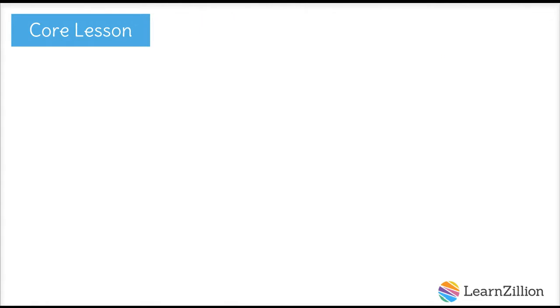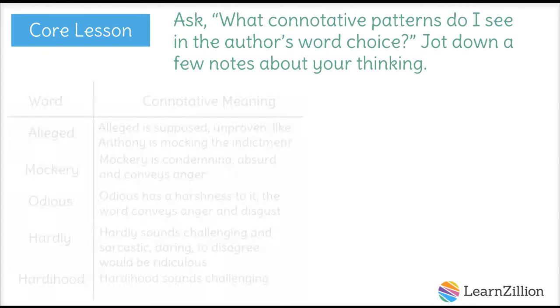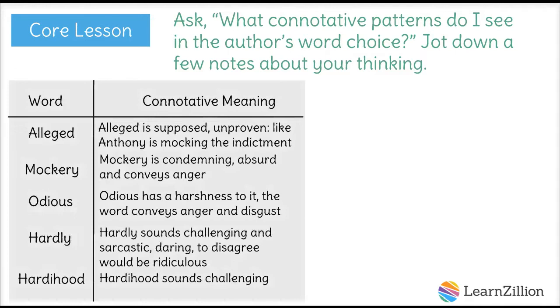Finally, the last step, ask, what connotative patterns do I see in the author's word choice? Jot down a few notes about your thinking. I'm going to start by reviewing my chart, thinking about what tone Anthony established with her word choice. One feeling I get when I read over the list is that Anthony is mocking those that disagree with her. First, she uses the word alleged, indicating the crime did not happen. In addition, she indicates these laws are absurd and ridiculous, almost mocking those who support them. I'm going to jot these ideas down.